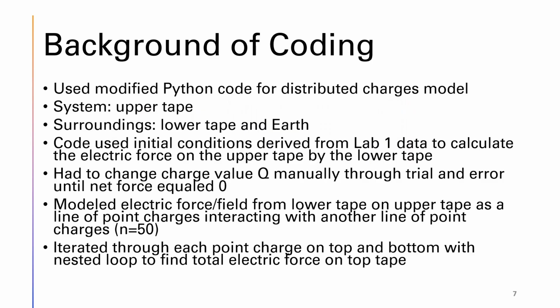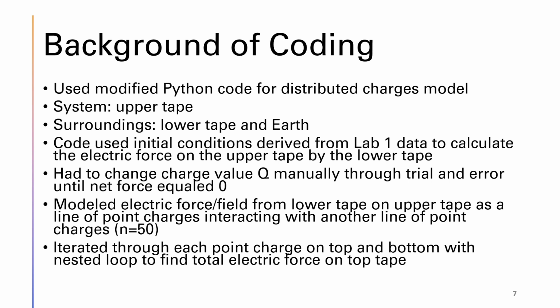I used a modified Python code for the distributed charges model, and the system was the upper tape, the surroundings were the lower tape and Earth. The code that I used had initial conditions that were derived from my first lab to calculate the electric force on the upper tape by the lower tape. I had to change the charge value Q manually through trial and error until the net force equaled 0, because with my initial conditions from lab 1, the electric force was too low.